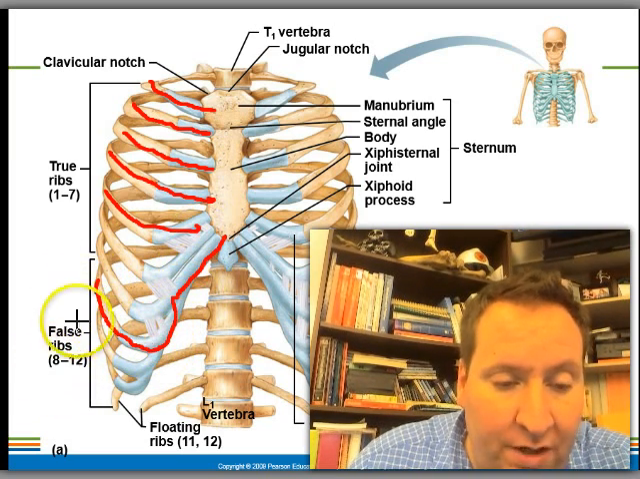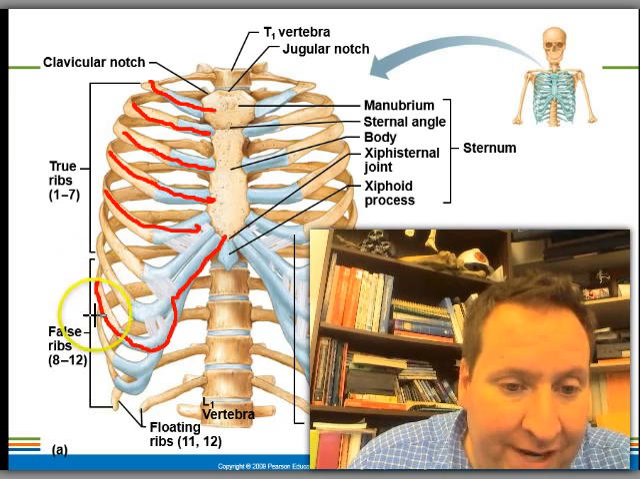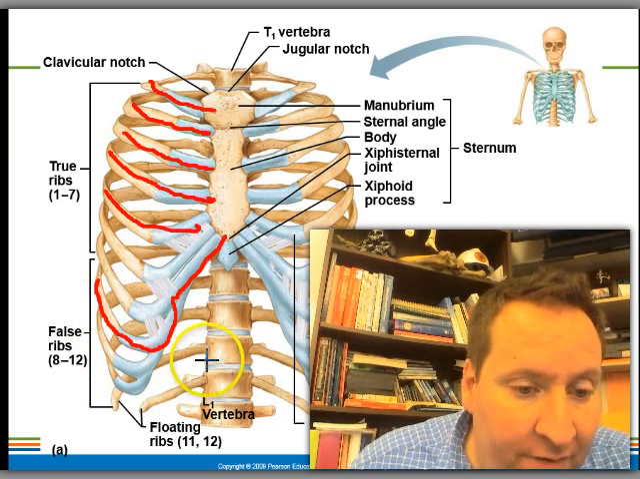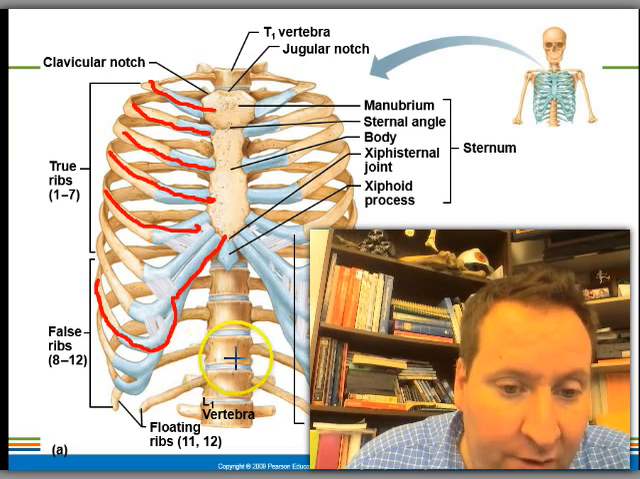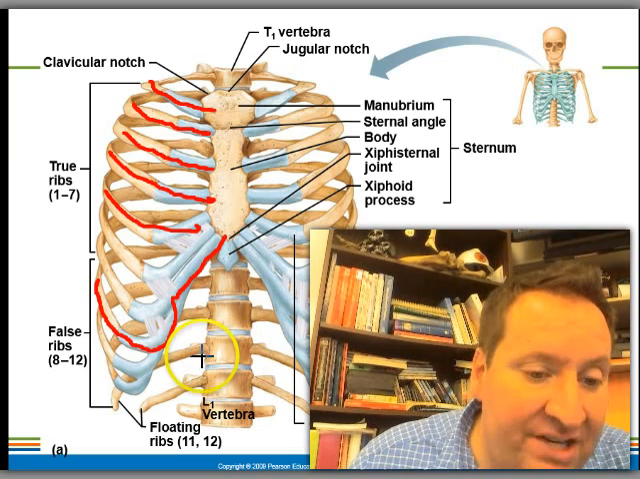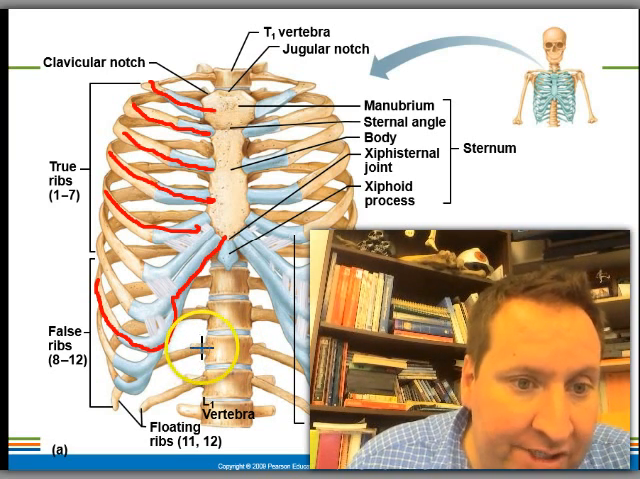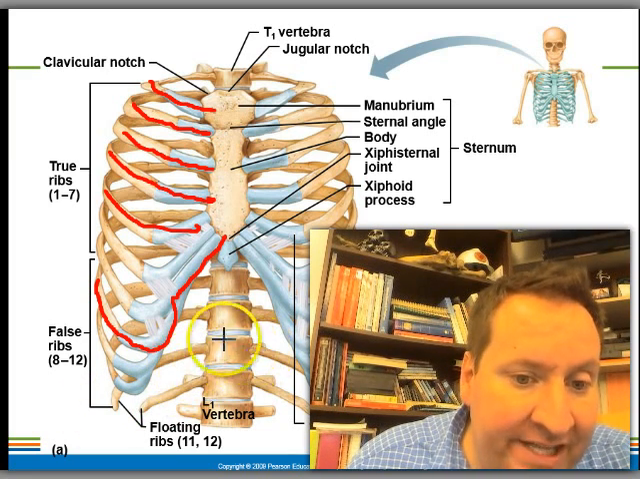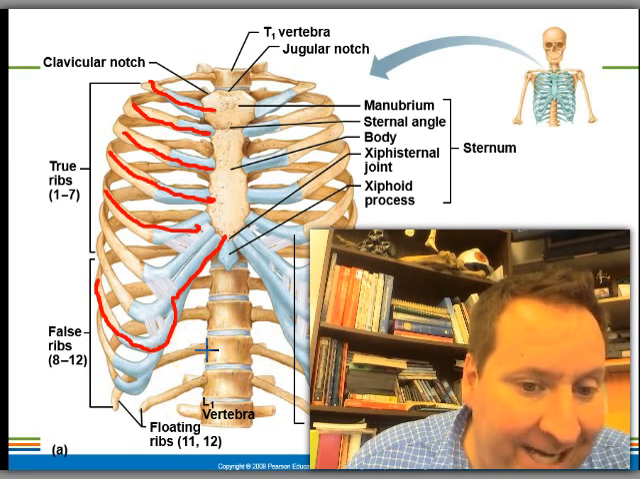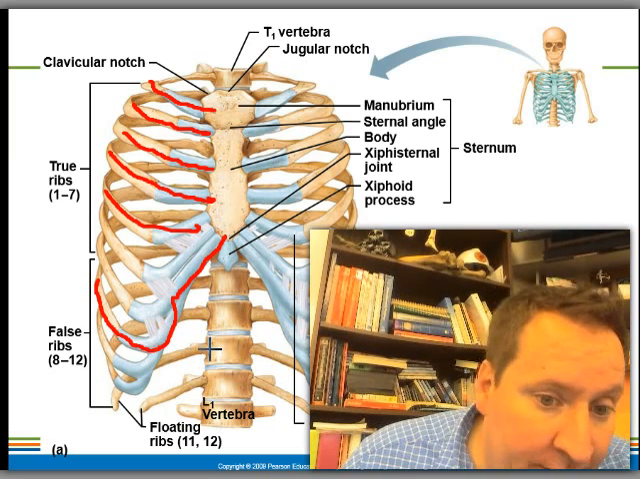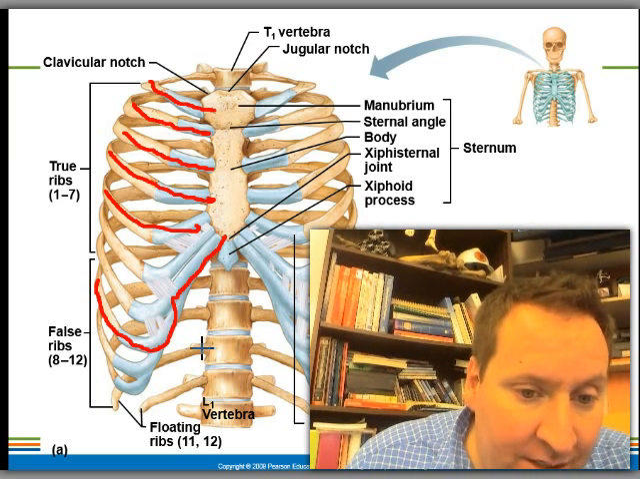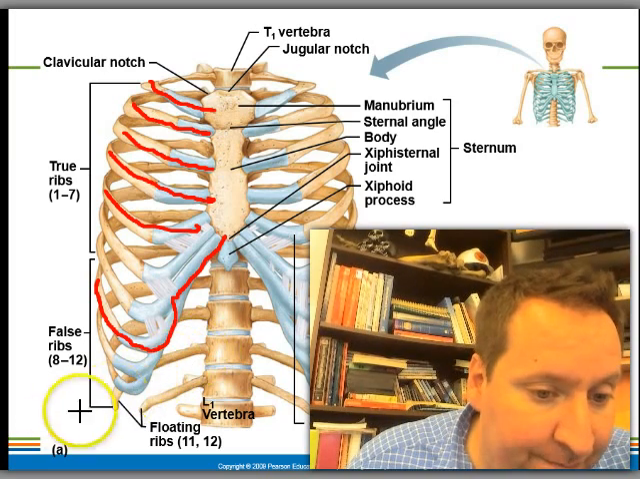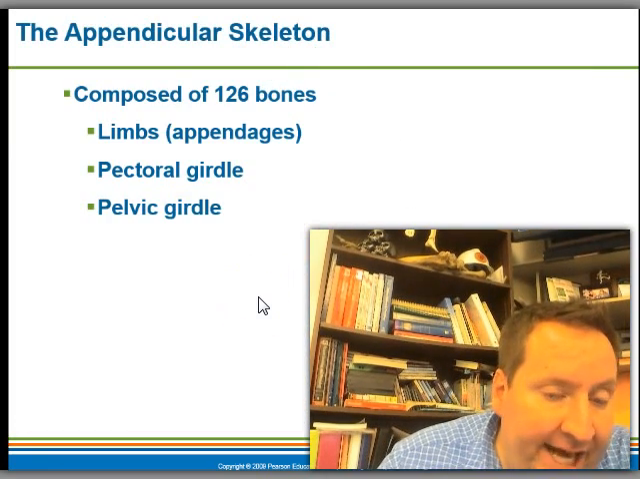Ribs number 8 through 12 are called false ribs. They don't have direct attachment to the sternum. And specifically, ribs number 11 and 12 are a specific type of false rib called a floating rib that doesn't have any attachment to the sternum whatsoever. So you have true ribs, false ribs, and floating ribs. A lot of times in the NFL, when a quarterback gets sacked or gets hit hard as they're throwing from the side and they fracture a rib, the rib that gets fractured a lot of times is this floating rib. So that finishes the axial skeleton.